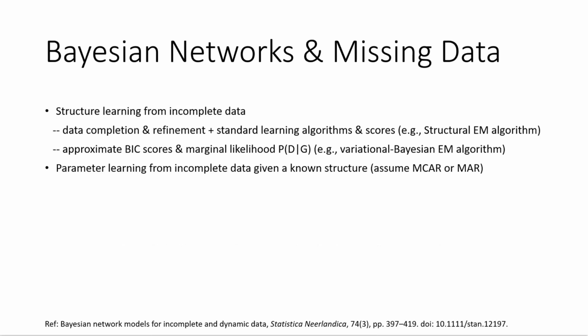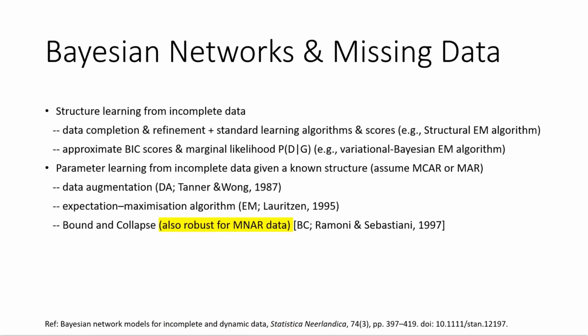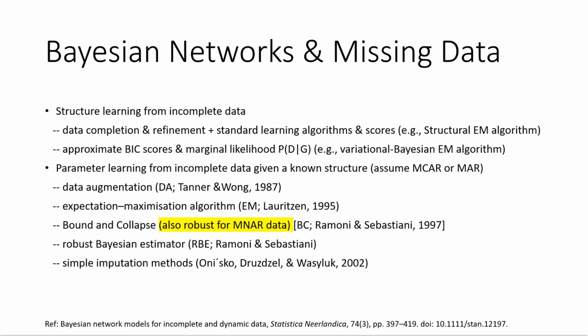Parameter learning from incomplete data is relatively easier because there is a given fixed structure. Generally, these approaches assume the missing data are missing completely at random or missing at random, like data augmentation, the EM algorithm, the bound and collapse algorithm, a robust Bayesian estimator, and some simple imputation methods.